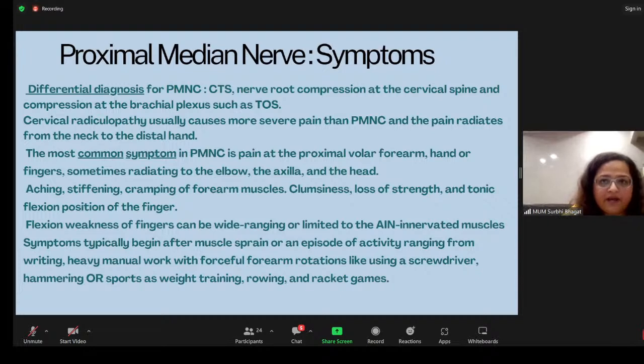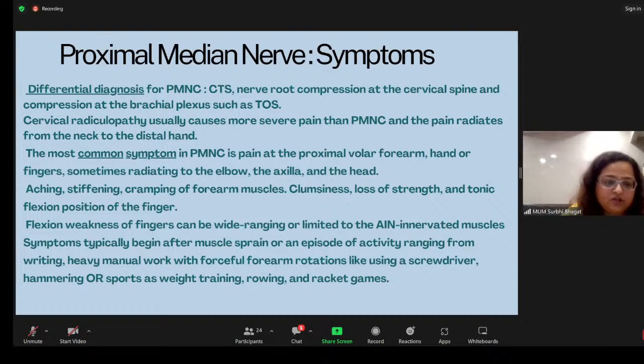Now, bear in mind, as Kashinath said earlier, we have to do a differential diagnosis and rule out the proximal median nerve compression from carpal tunnel syndrome, cervical radiculopathy, and sometimes even brachial plexus compression in thoracic outlet syndrome. So each has its own individual tests. We cannot do all of it in this session, but bear in mind that this has to be ruled out.